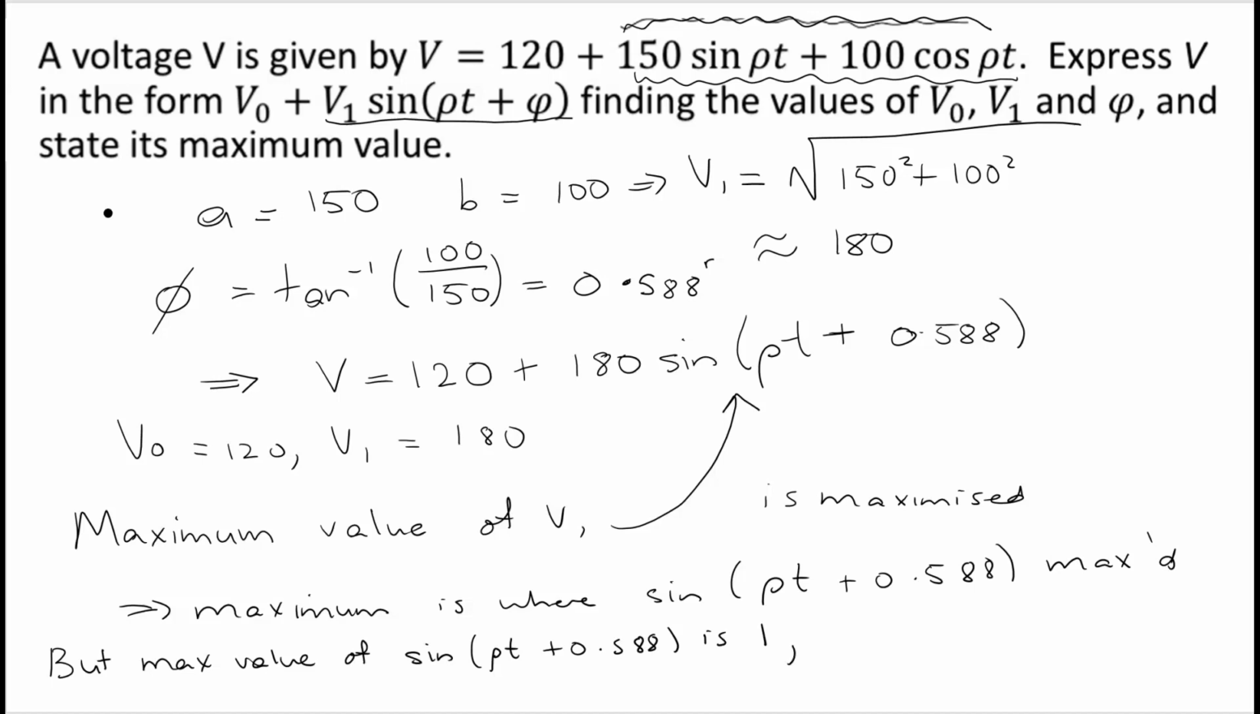So then, in putting it all together, the max value of v must be 120 plus 180 times 1, which is 300. Now, it's an applied question, so put in the unit.